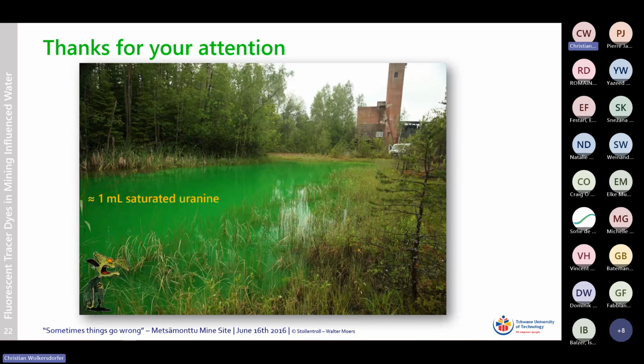It's roughly 1 milliliter of saturated uranium, and that 1 milliliter is just from cleaning one of the glass bottles that are used to inject the tracer. So don't clean glass bottles in the field.